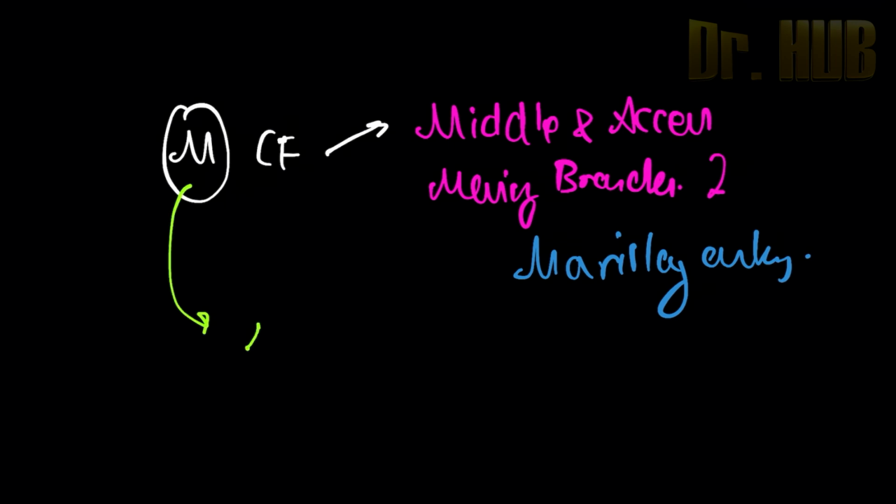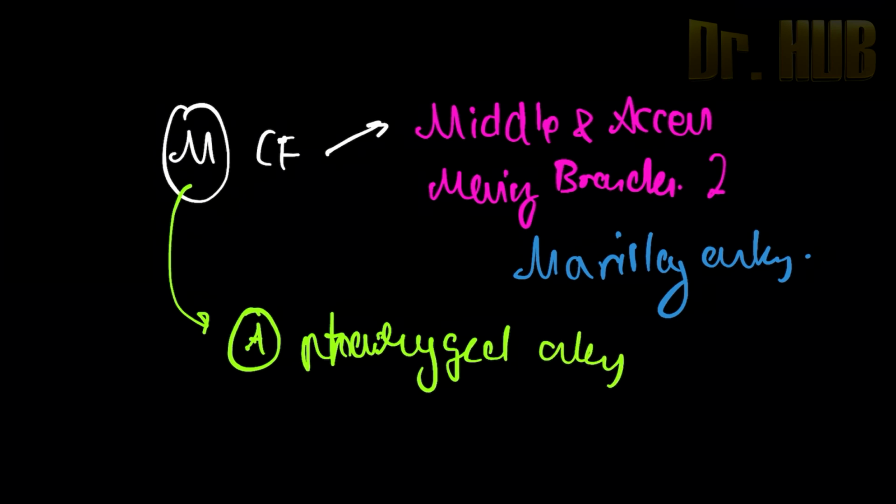So it's also a branch of the ascending pharyngeal. To recap the middle cranial fossa, there are the middle and accessory meningeal branches of the maxillary artery. Next comes the ascending pharyngeal artery.